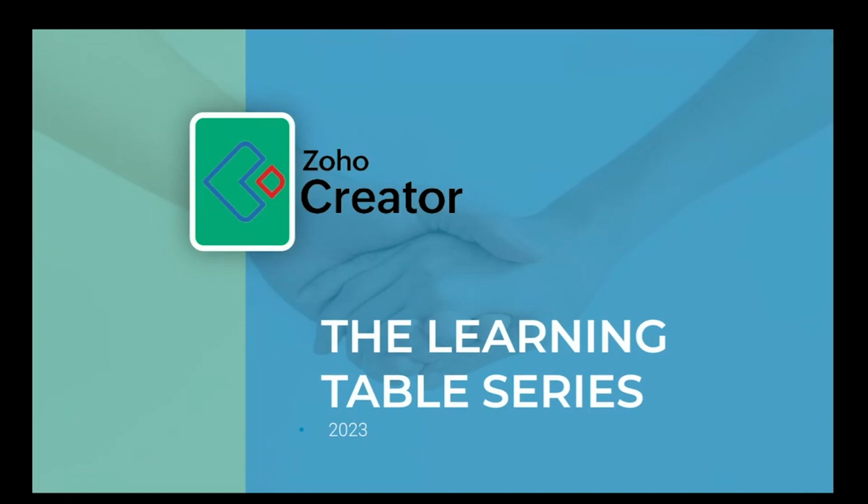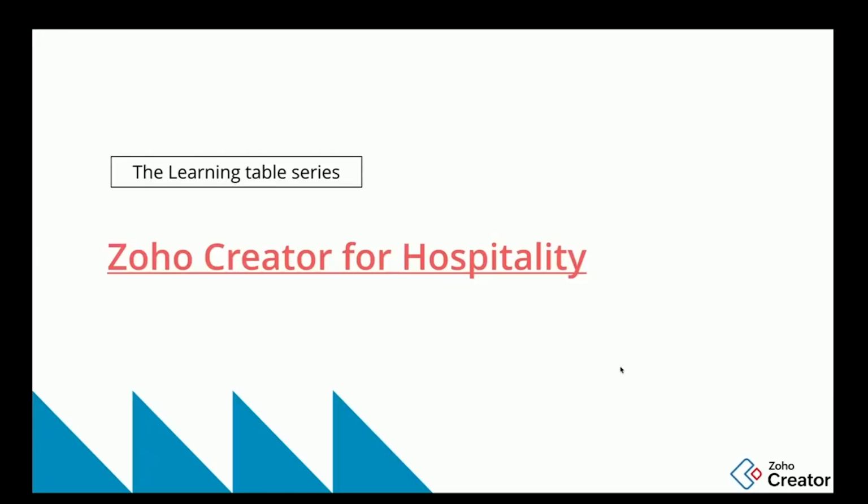To say about the Learning Table series, this is a month-on-month session which is held on the first Thursday of the month. In this series, we usually take an industry and discuss all the digitization or automation needed for that particular industry, and we also discuss Creator as a solution for that particular industry. So in that flow, this month we are going to talk about Zoho Creator for hospitality.